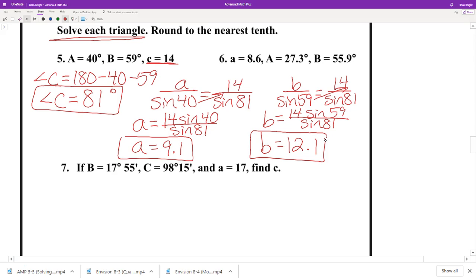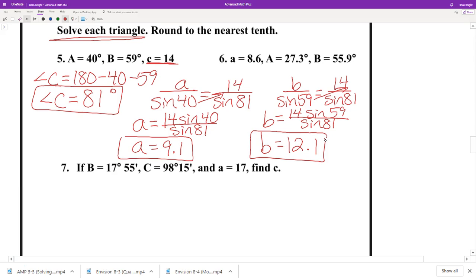Any questions on number 5? Yes, ma'am. It's just a question about this in general. So they'll always give us an A, B, and a C? Not necessarily A, B, and a C. They'll give you 3 parts, and you'll have to find the other 3 parts. Okay, so they could give us like the angle of A and the length of A, and then like the angle of B. Correct. Or another length. Right. They're going to give you 3 out of the 6.